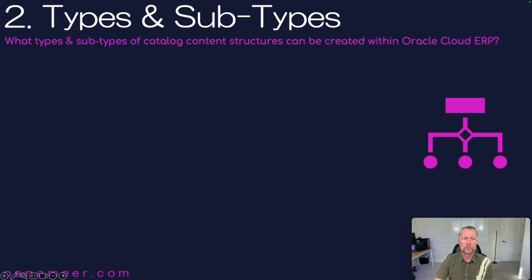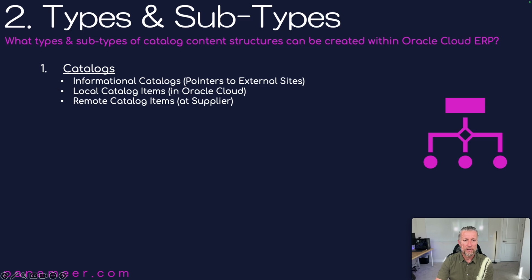Okay, slide 2. What types and subtypes of catalog content structures can be created within Oracle Cloud ERP? Well, there's 6 of them. Let's take a look. First, catalogs. So prior to the 25A Oracle Cloud release as it's currently constituted, you have informational catalogs. Not so sure if they exist afterwards. But you will have local catalogs or remote or punch-out catalogs. Then you have what's called smart forms.